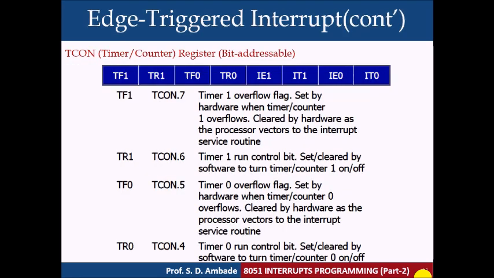This is the structure of the TCON register we have seen in our previous timer tutorials. TF1, TR1, TF0 and TR0 are related to the timer. TR is for the timer run or stop. TF is the flag we have to monitor, raised whenever the timer rolls over. These lower 4 bits are for interrupts. So IE1, IT1, IE0 and IT0 are for interrupts.